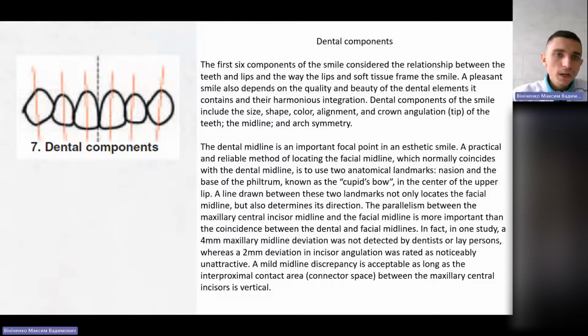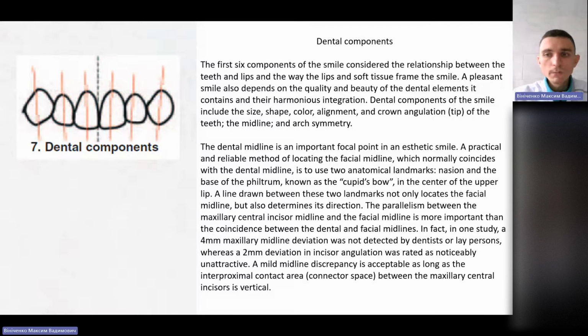Dental components of the smile include the size, shape, color, alignment, and crown angulation, or we also call it the tip of the teeth, the midline symmetry, and arch symmetry. The dental midline is an important focal point in an aesthetic smile. A practical and reliable method of locating the facial midline, which normally coincides with the dental midline, is to use 2 anatomical landmarks, such as nasion and the base of the philtrum, known as the Cupid's bow.